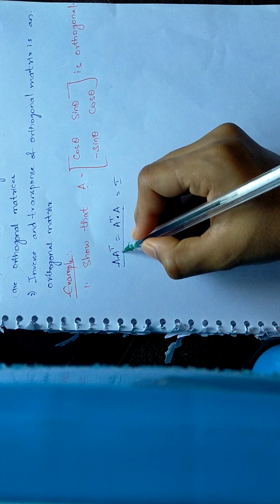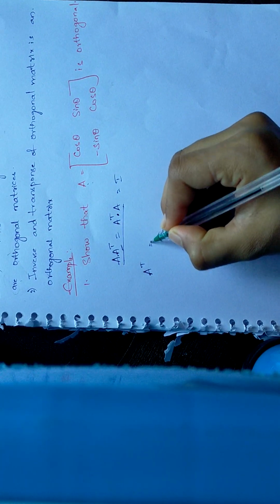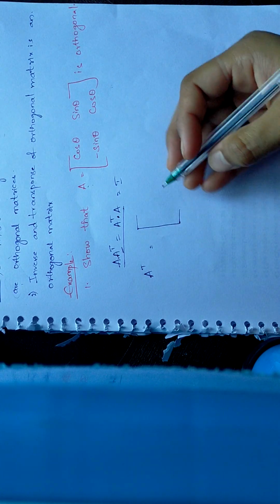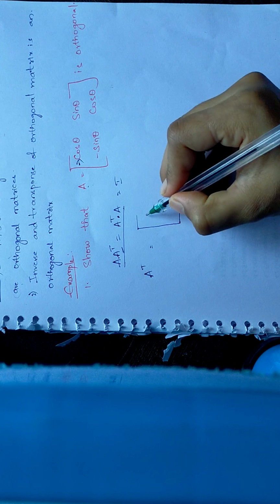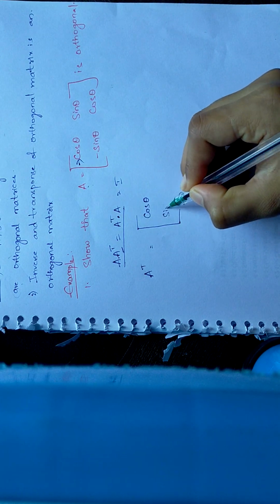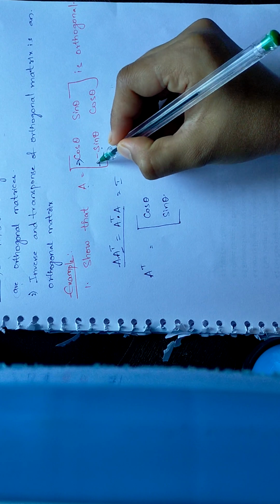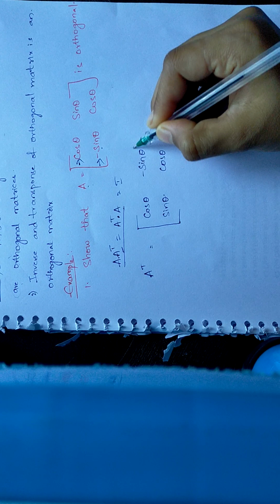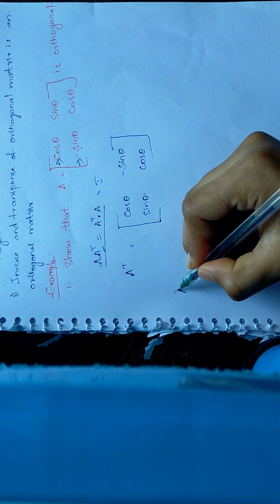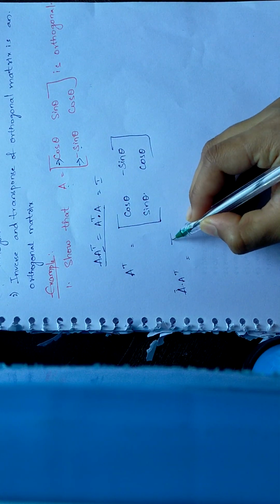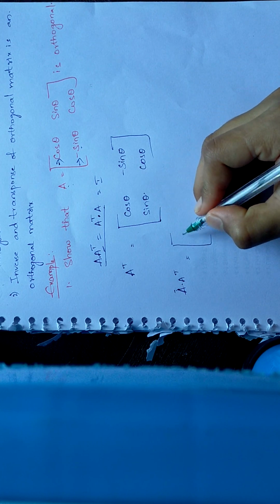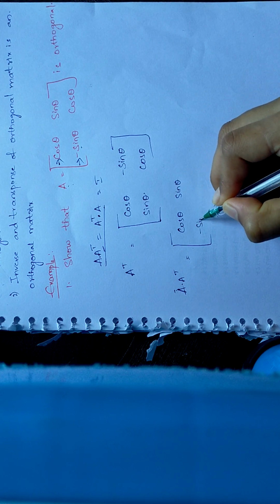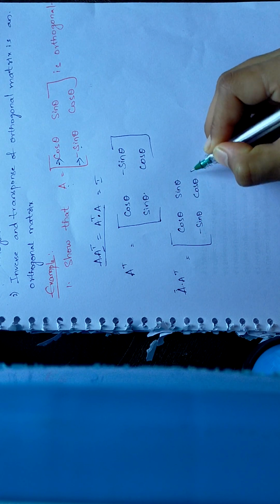Now first let's find A transpose. We have to write the rows as columns, or columns as rows. Take the first row and write it as a column: cos theta, sin theta. Next, the second row as the second column: minus sin theta, cos theta. Now what we have to do is A into A transpose. That means we have to multiply the 2 matrices. So first write A: cos theta, sin theta, minus sin theta, cos theta.